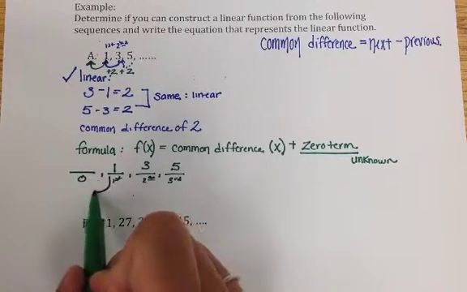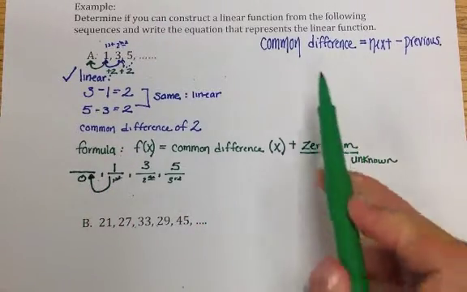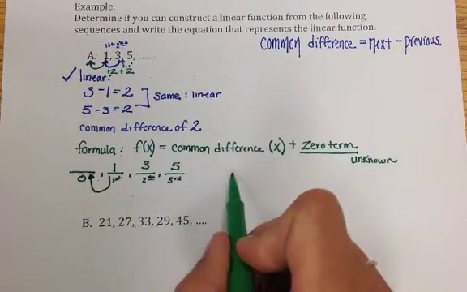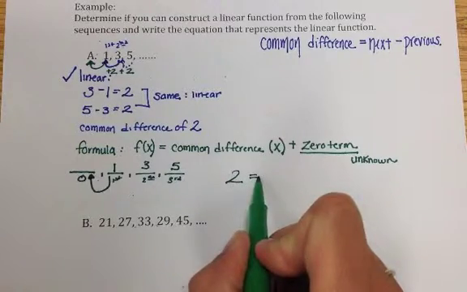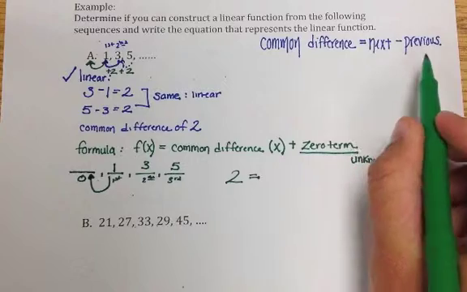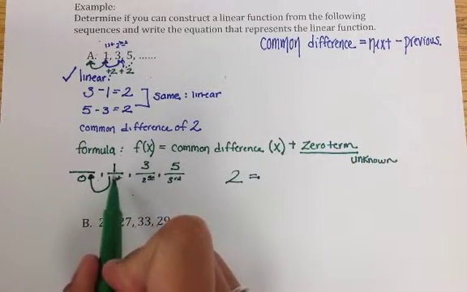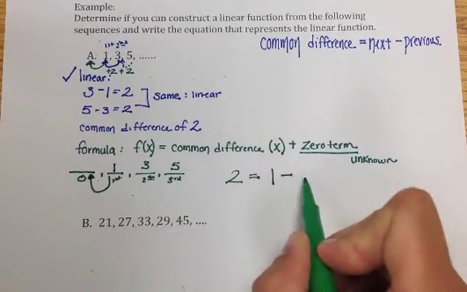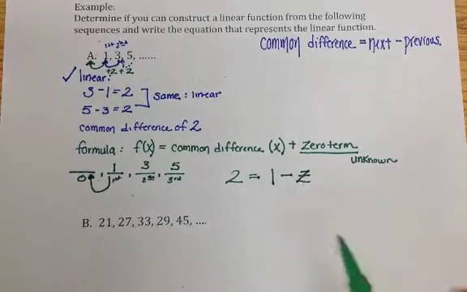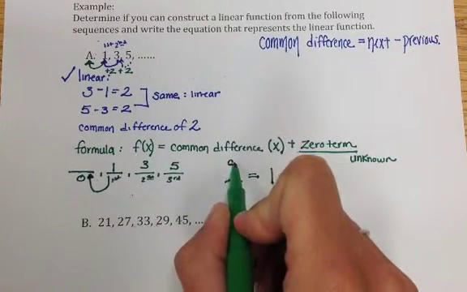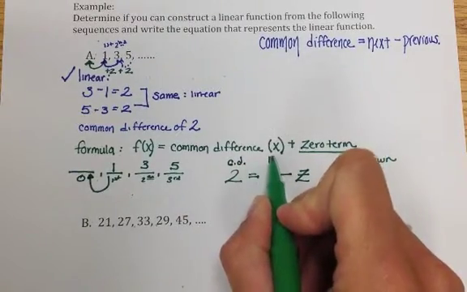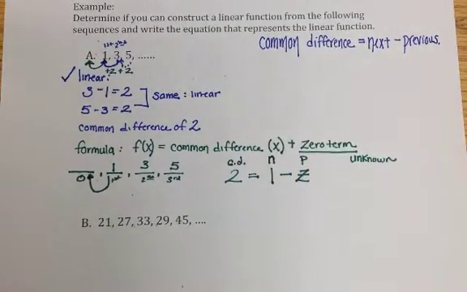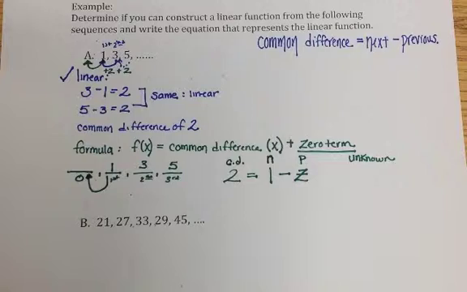So here's our first, and we want to know what that 0 term is. Think about our formula here. The common difference is next minus previous. We know the common difference is 2. Then you have your next term and your previous term. Your next term is the first term, which is 1, minus this 0 term, which we don't know. So I'm going to call it z for 0 term. So 2 is our common difference, 1 is our next term, and z is the previous. We want to solve for this z.